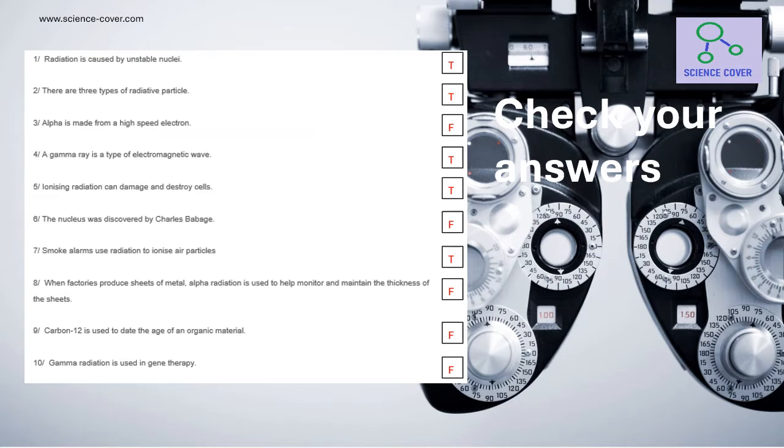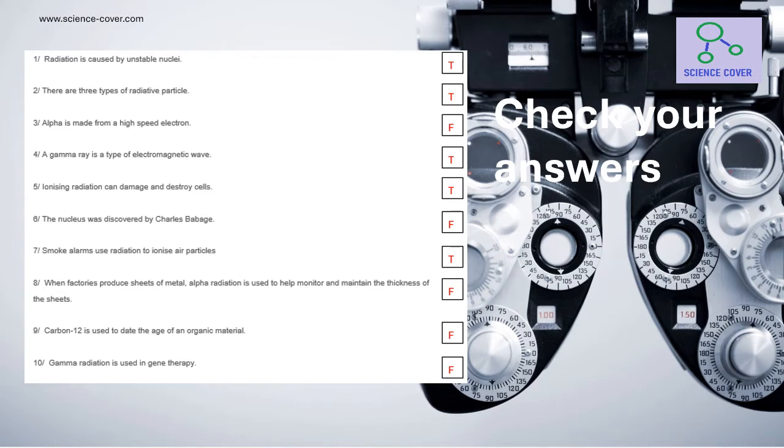Radiation is caused by unstable nuclei. That is true. There are three types of radioactive particle. That is true. Alpha is made from a high-speed electron. That's false. A gamma ray is a type of electromagnetic wave. That is true.